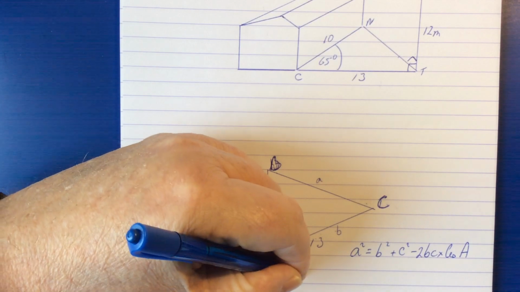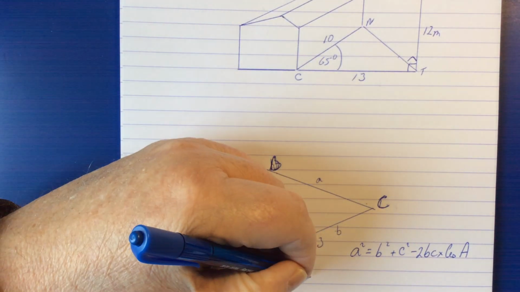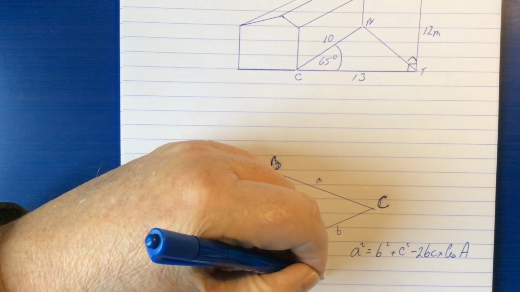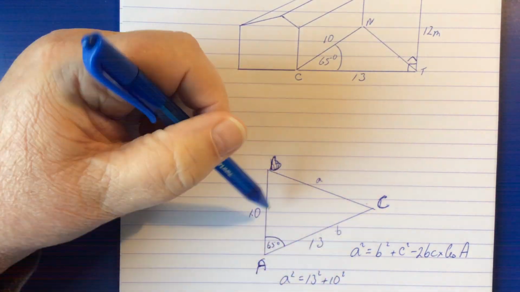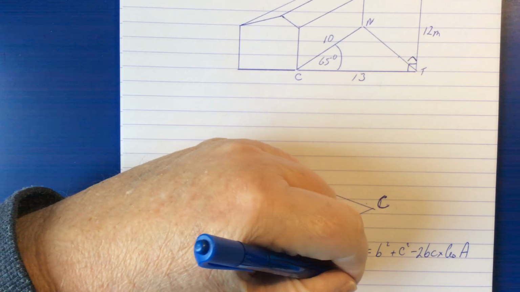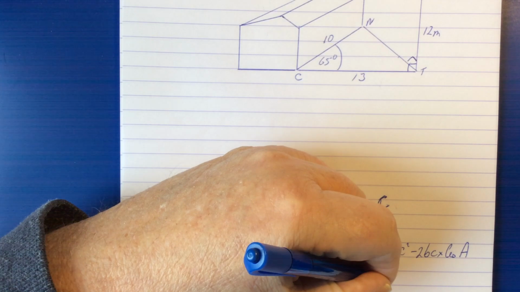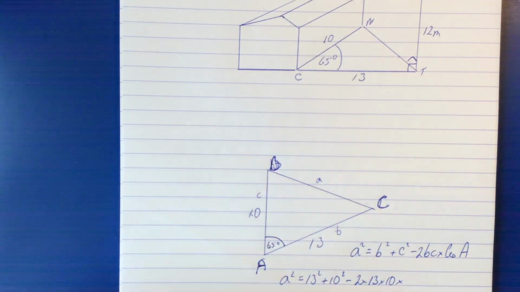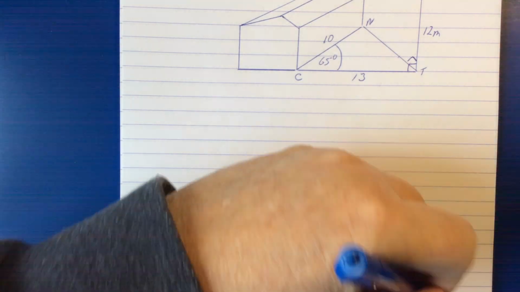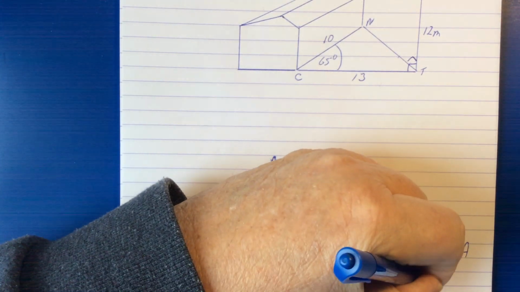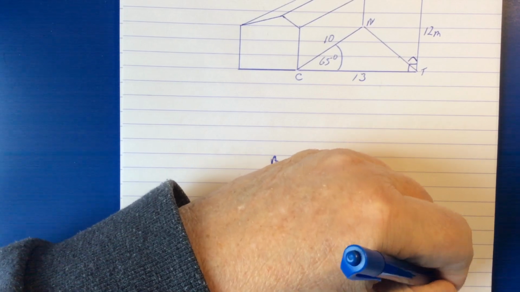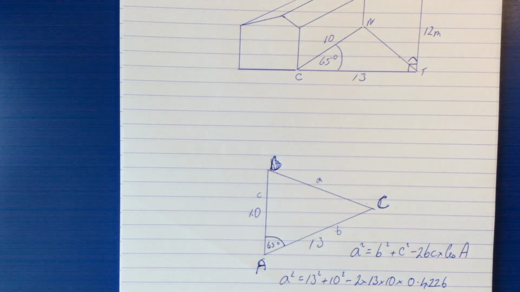So a squared is equal to 13 squared plus 10 squared, that's b squared plus c squared, minus 2 times 13 times 10 times the cosine of A, which I'll just get for you now. So the cosine of 65 degrees is 0.4226. We'll do it to 4 decimal places.